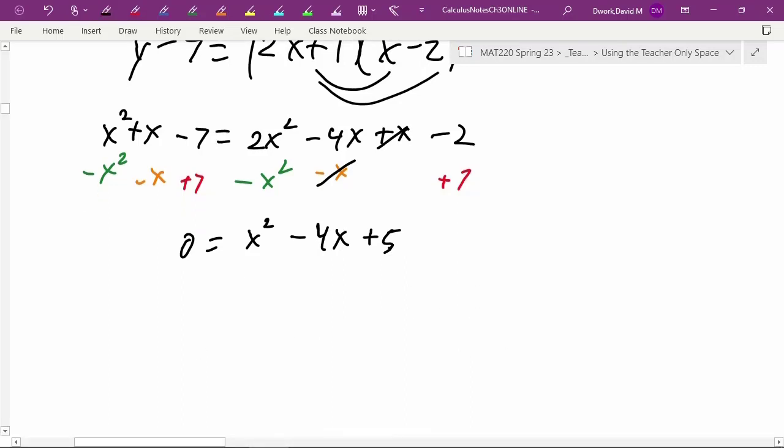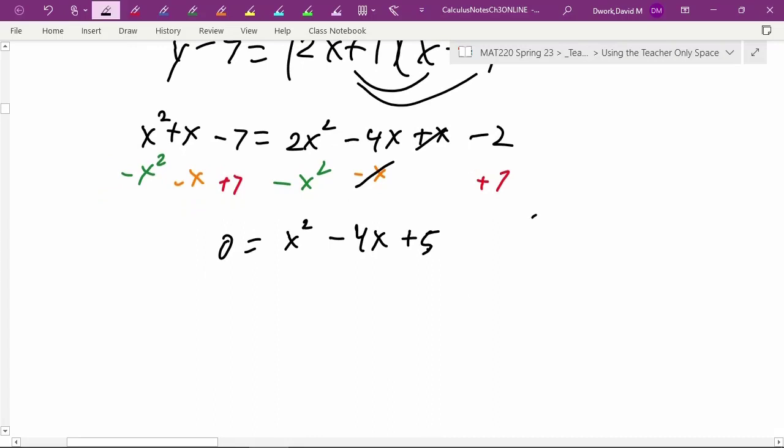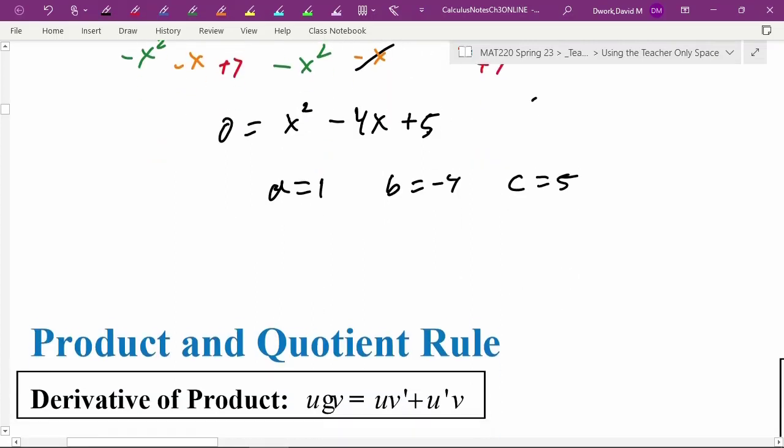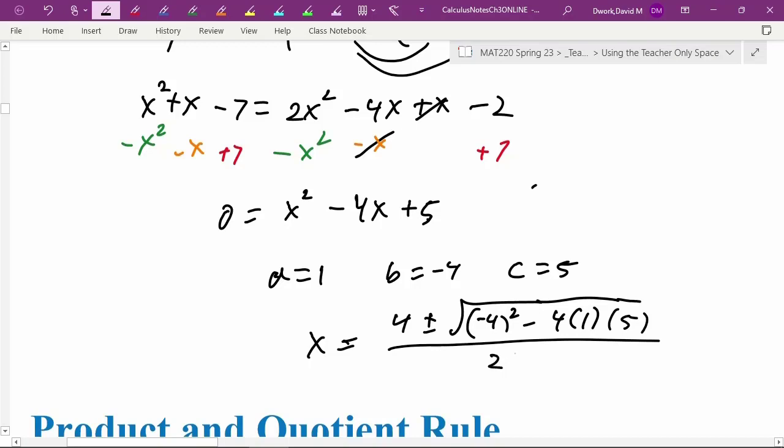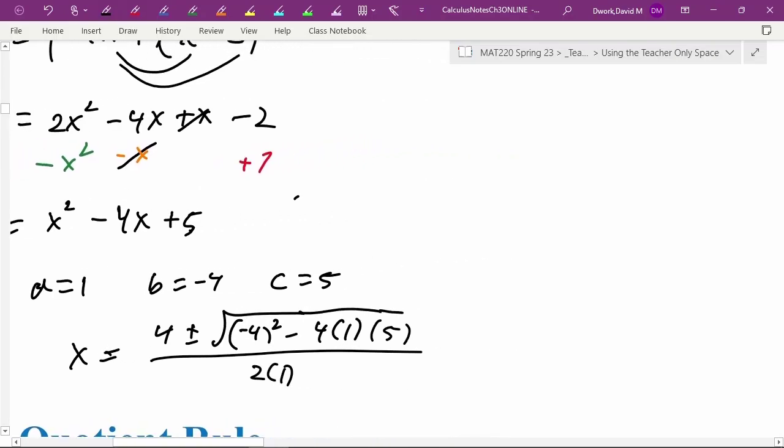So immediately, you could complete the square, but me personally, I'm going to jump to the quadratic formula where a is equal to 1, b is equal to negative 4, c is equal to 5. Here we go. x equals negative b plus or minus the square root of b squared minus 4 times a times c, all over 2a. And I'm looking a step ahead. Maybe you're seeing it too. We're expecting no solutions, and I'm watching underneath this radical.